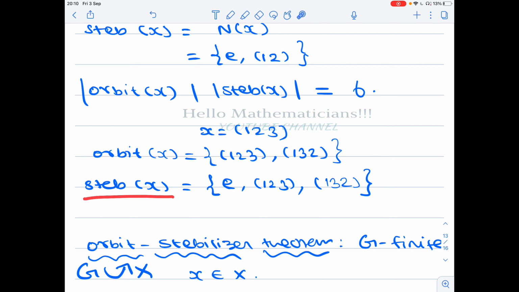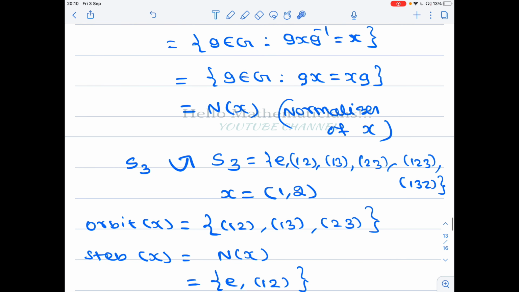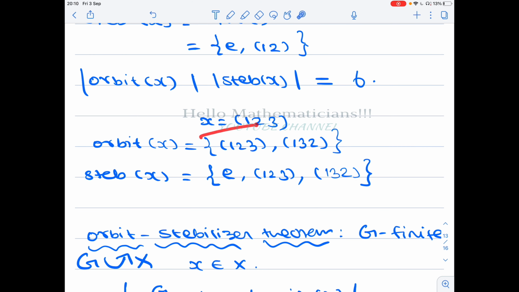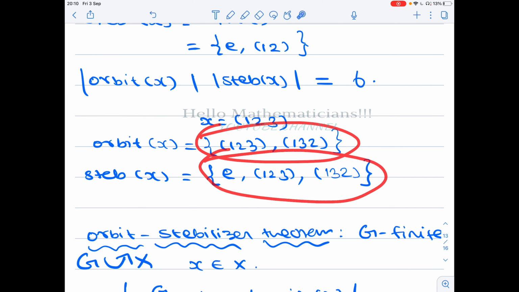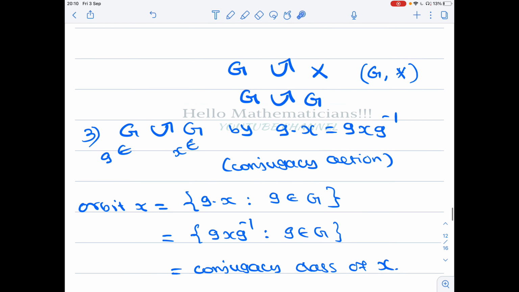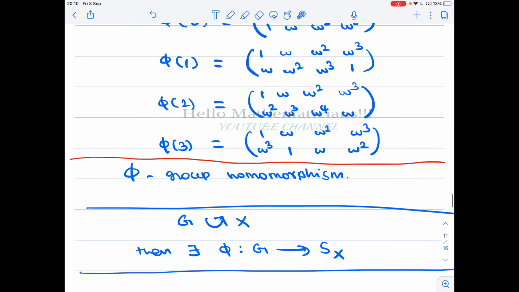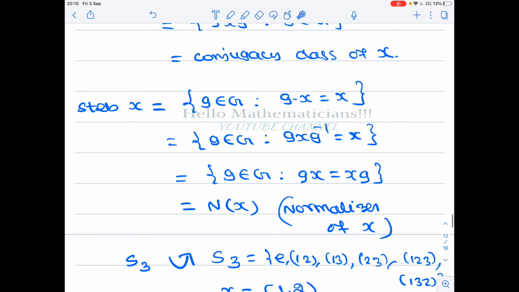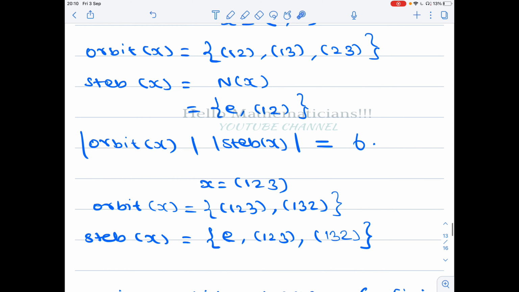Now, if you look at the stabilizer, the stabilizer is the set of all permutations that commute with this permutation. Again, you can see that these three permutations will commute with this permutation, and the identity will commute with everything. These three permutations won't commute with this permutation. Therefore, again the cardinality of the orbit is 2, the cardinality of the stabilizer is 3, and 2 into 3 we get 6. So we saw that in all the cases the cardinality of the stabilizer into the cardinality of the orbit of a particular element is equal to the order of G.